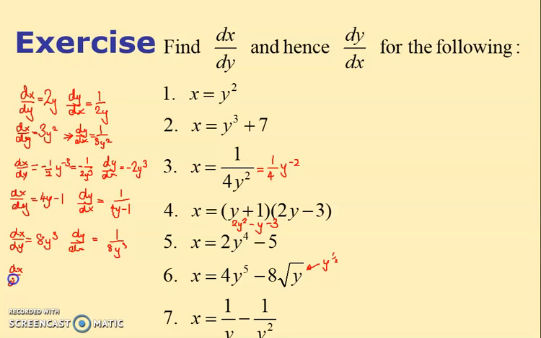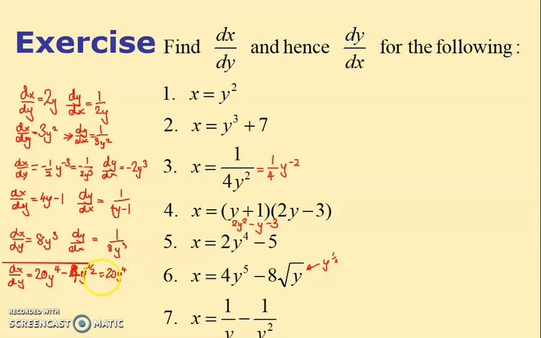Dx by dy equals 20y to the 4 minus, this looks really similar to one we saw before, minus 8. Now, I've got to do half of 8 actually, so half of 8 is 4. And it's y to the minus a half. Now that's probably better written as 20y to the 4.